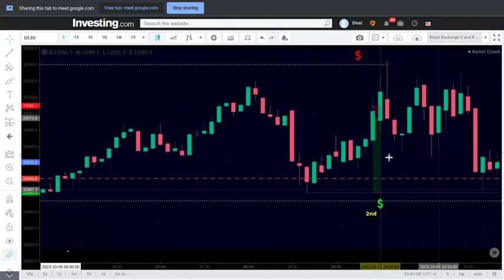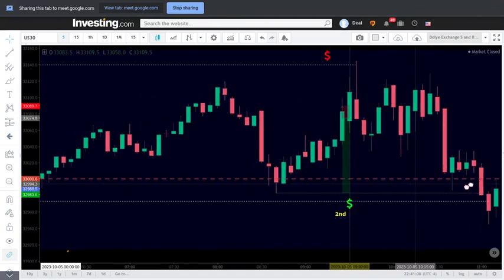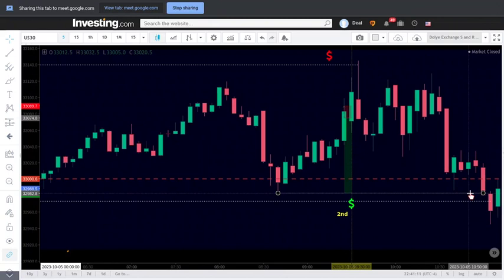Actually, I should have marked up this low as price was going up. I should have marked up that low, but as I continue to go to the right of the chart, it eventually took it out right there. You see, so this is the highest high. This is the lowest low before 9:30.